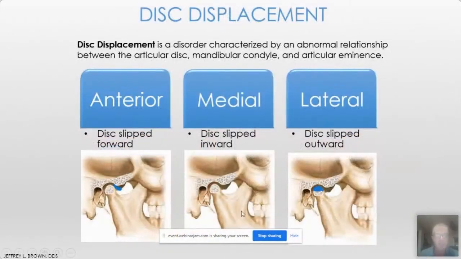So anterior displacement is the most common. The disc is slipped forward of the condyle. Lateral displacement is where it's slipped to the outside of the skull. Medial is the worst one. Now, the interesting thing with medial displacement is that in almost every Tourette's patient, I find medially displaced discs. And that is the norm these days, and I don't know why.